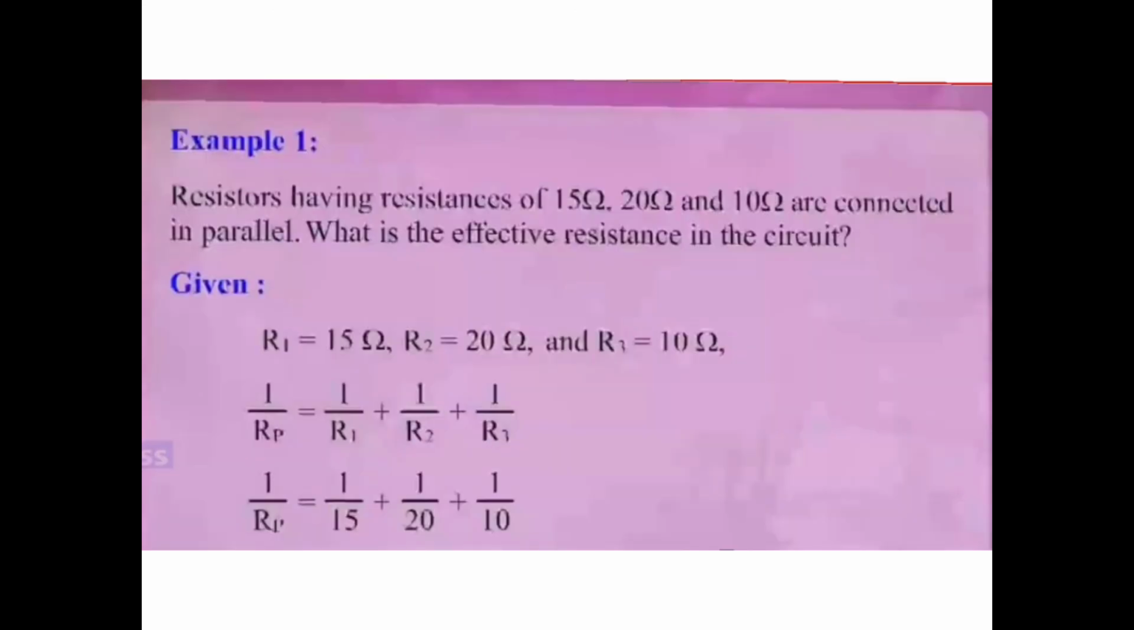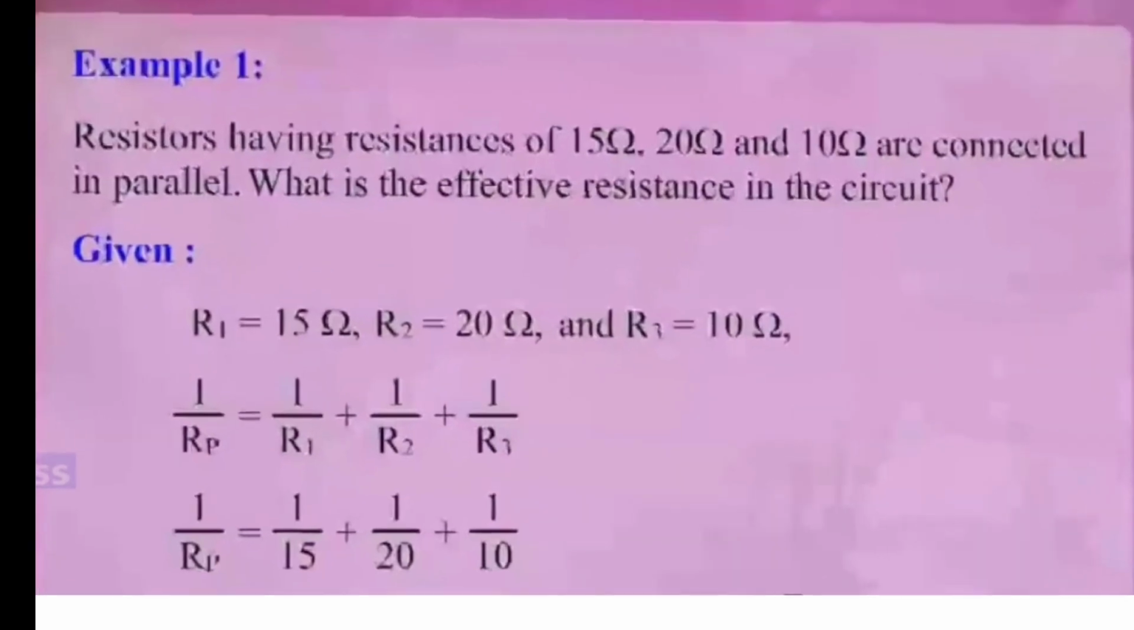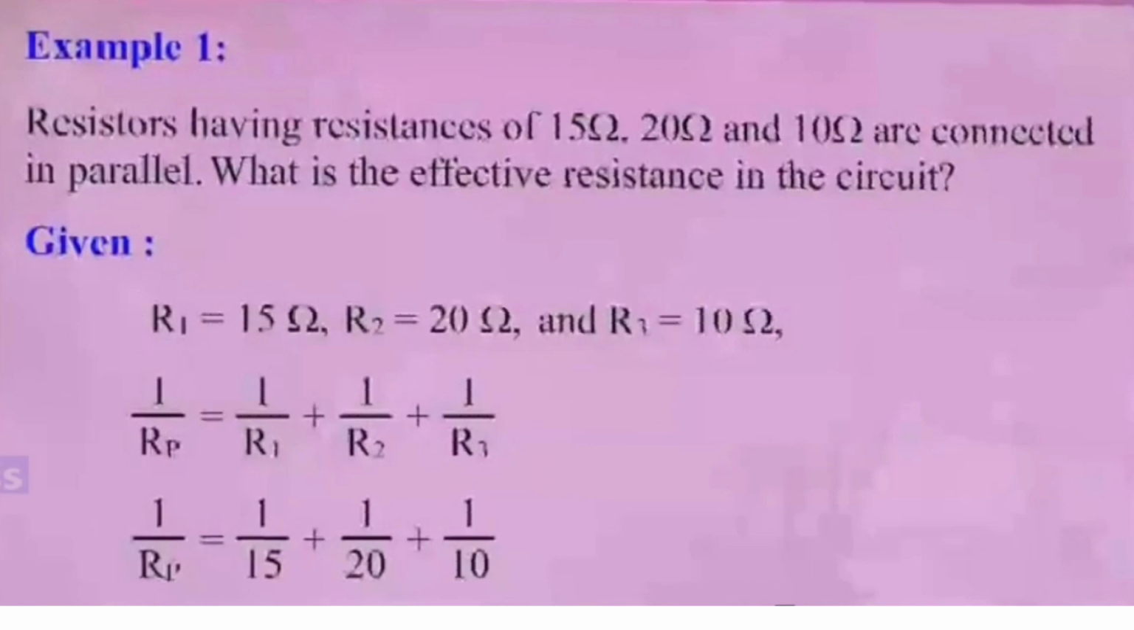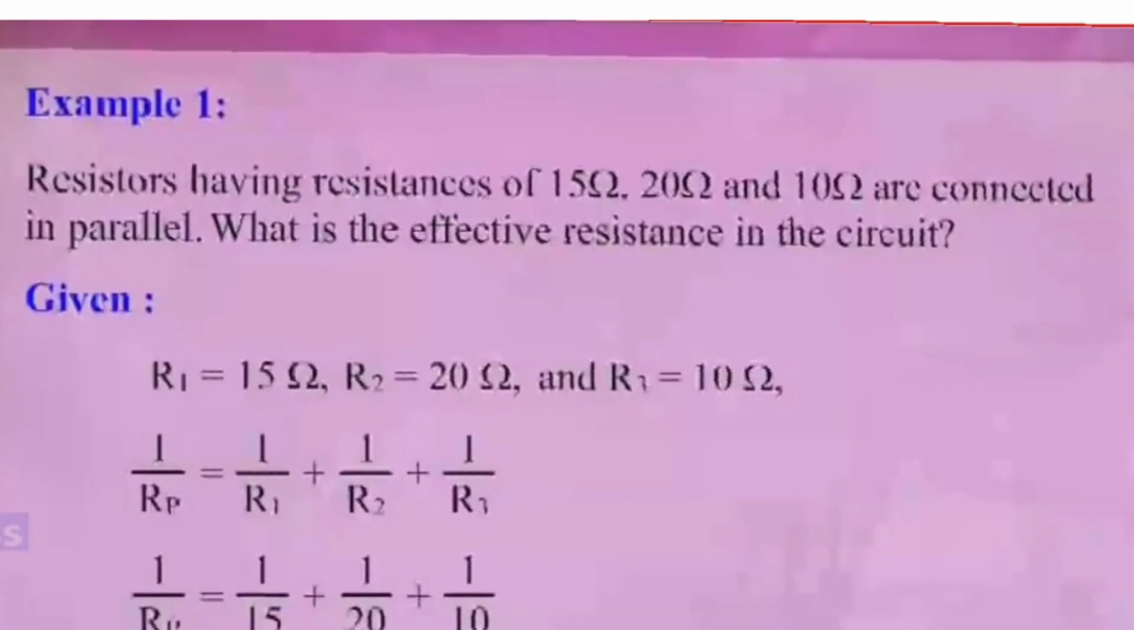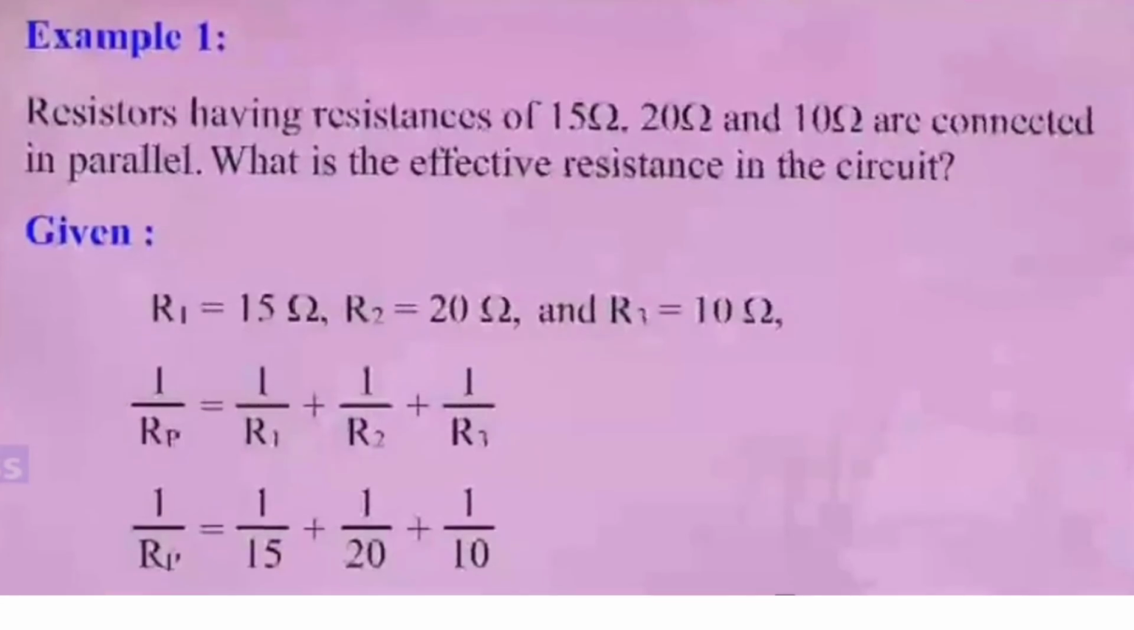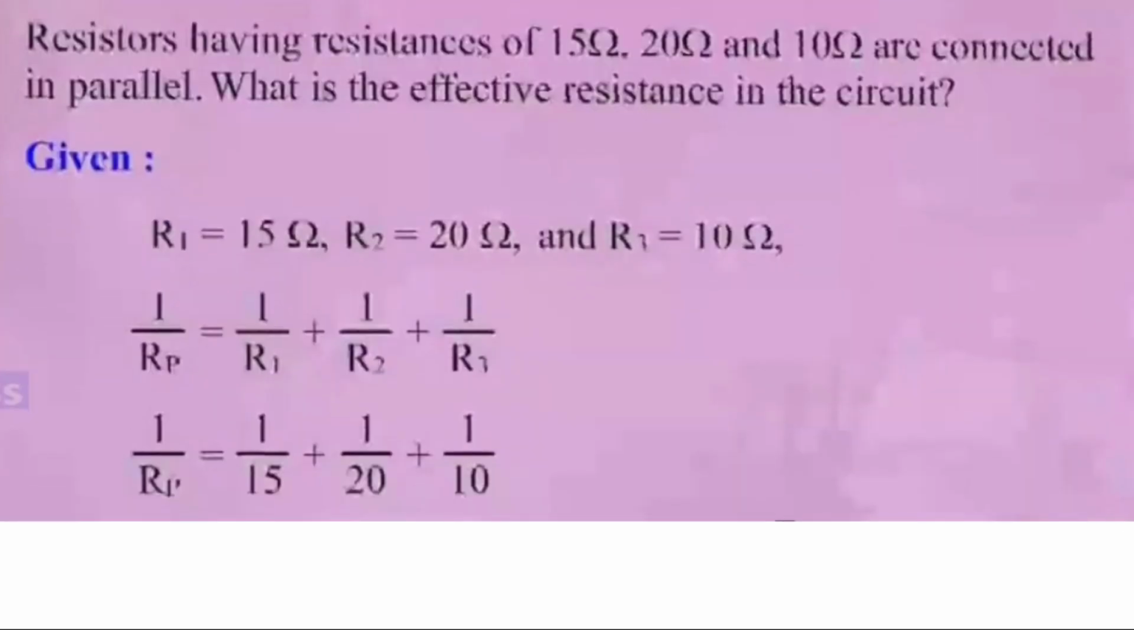Okay, now let us see the sums. I will show it to you. See, I am having the resistances R1 is 15 and R2 is 20. Remember, huh? And you have R3 is 10. This is 10, this is 15, this is 20. 3 are there. So what will be the 1 upon Rp? 1 upon Rp will be 1 upon R1 plus 1 upon R2 plus 1 upon R3. That is 1 upon 15 plus 1 upon 20 plus 1 upon 10.